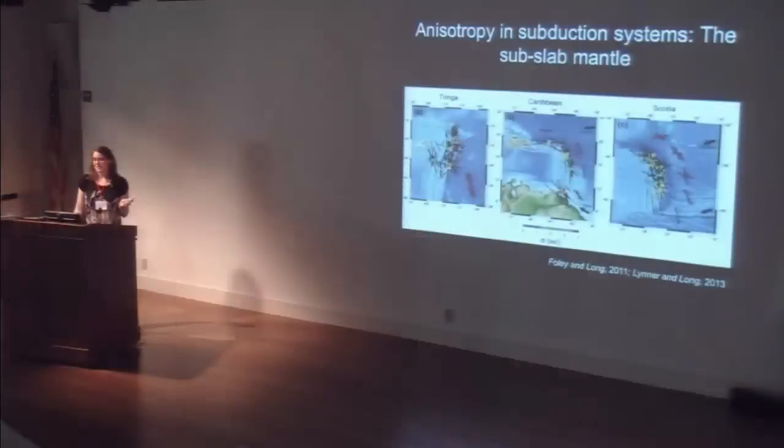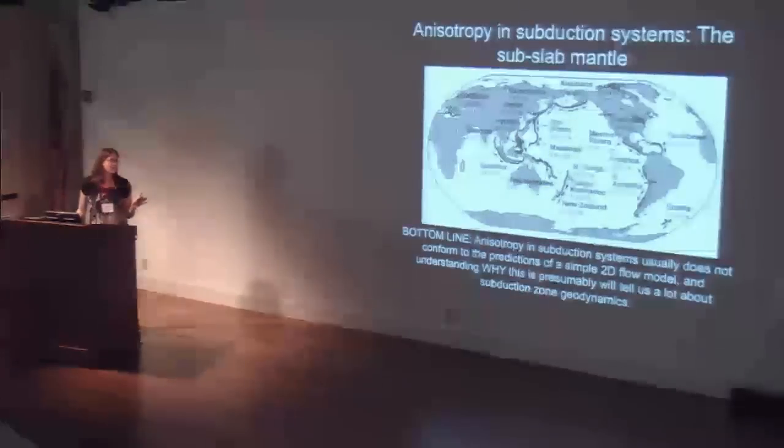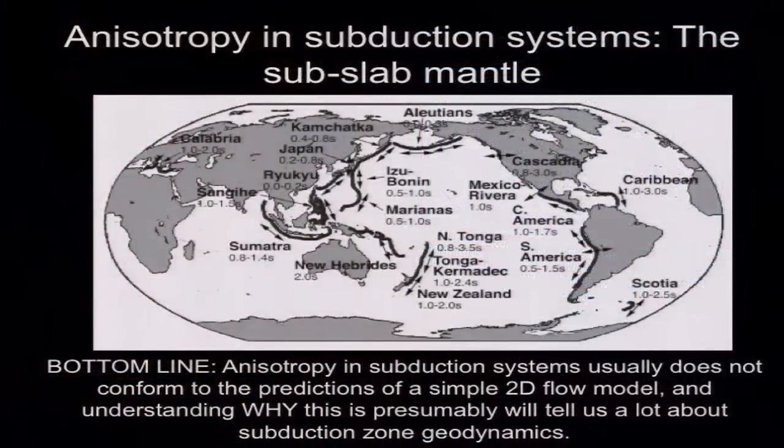I'm going to skip the subslab mantle because it's not our focus, other than to say that, again, the anisotropy observations do not look anything like what we would expect for a two-dimensional entrained flow and simple A-type or similar olivine fabric, and figuring out why occupies a lot of my time these days. The bottom line is that anisotropy in subduction systems usually does not conform to these simple model predictions, and I think that understanding why will tell us a lot about how subduction zones work.